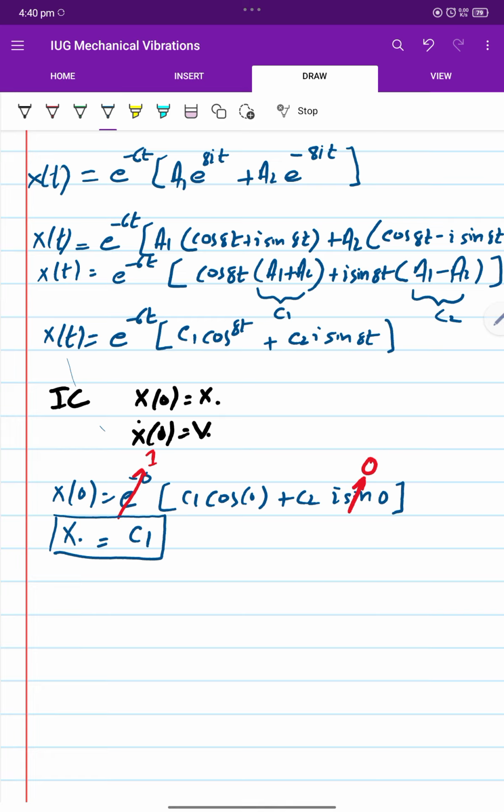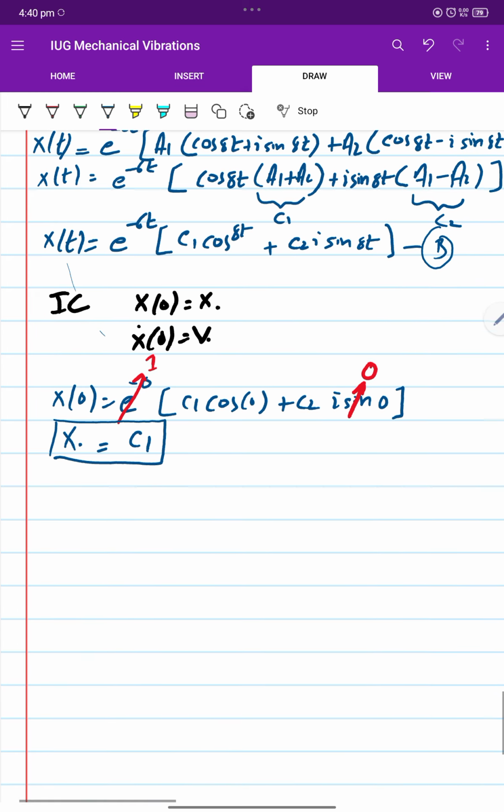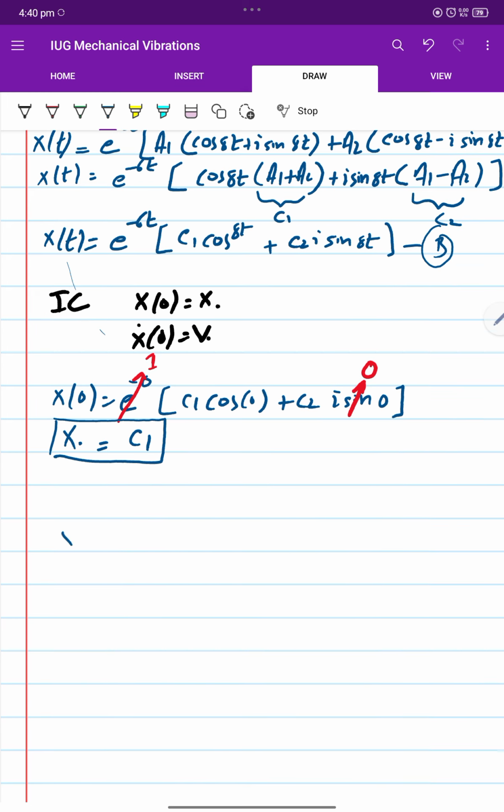So we have now found one value of a constant. We can substitute the second initial condition. For that we have to differentiate this equation, call it equation b. So we are taking d over dt of equation b, and it becomes x dot of t.